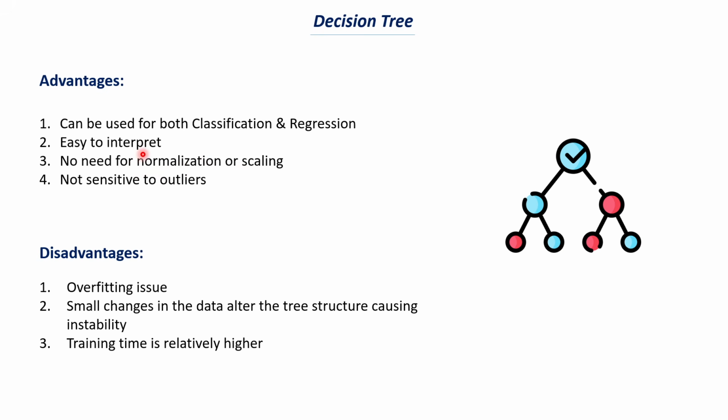It is easy to interpret and understand how this decision tree works, and there is no need for normalization or scaling. Normalization is when we try to convert all the columns so that all the values are in the same range.